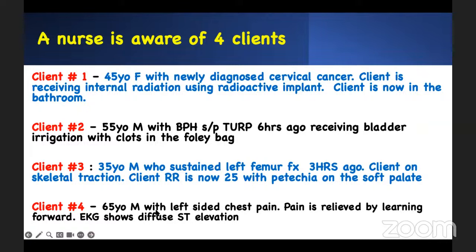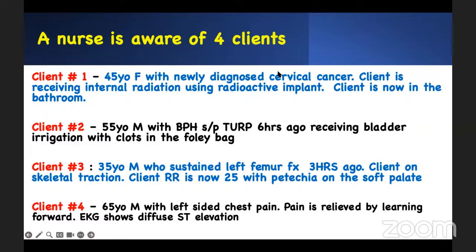A 65-year-old male with left-sided chest pain. Pain is relieved by leaning forward. EKG shows diffuse ST elevation. 4 patients. You have to prioritize them. What do you want to do? Who do you think is sick? What do you need to do for each of them? I'm not asking you who is sick, but I just want to know if you can manage them. You don't know which patient you're going to pick.